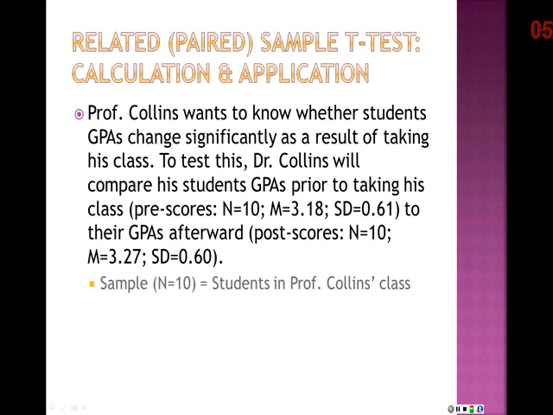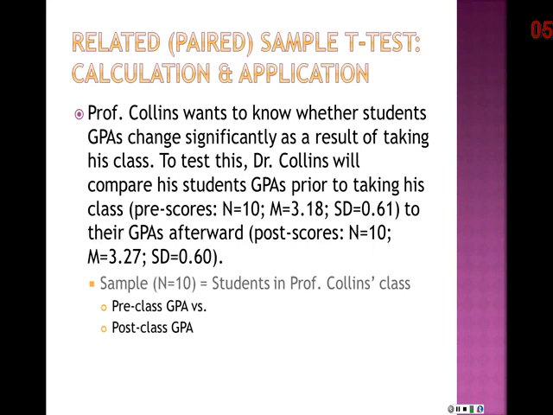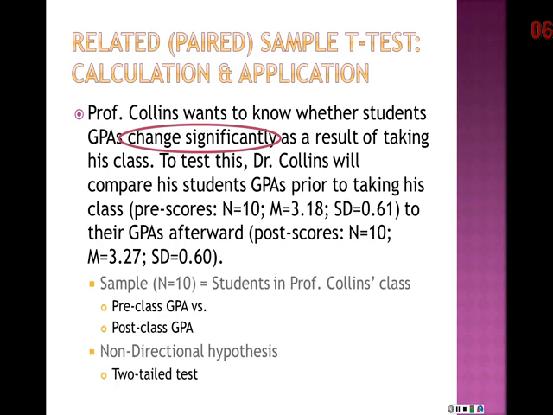And so we have our sample, right, students in my class. We have pre-GPA versus post-GPA, and it's non-directional. So we're asking the question, does it change significantly? We're not indicating whether better or worse. And so here we're going to use a two-tailed test instead of a one-tailed, which would indicate direction, right, directionality.